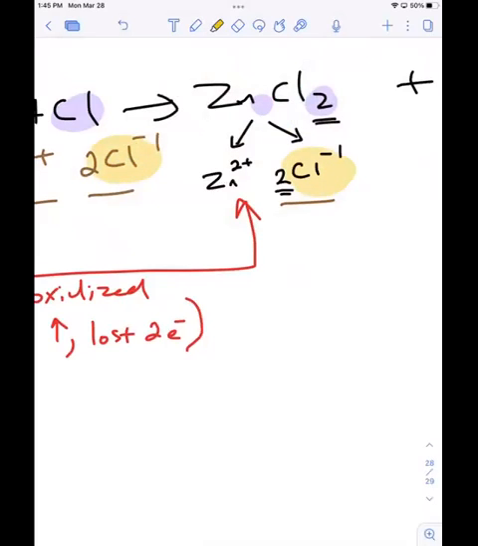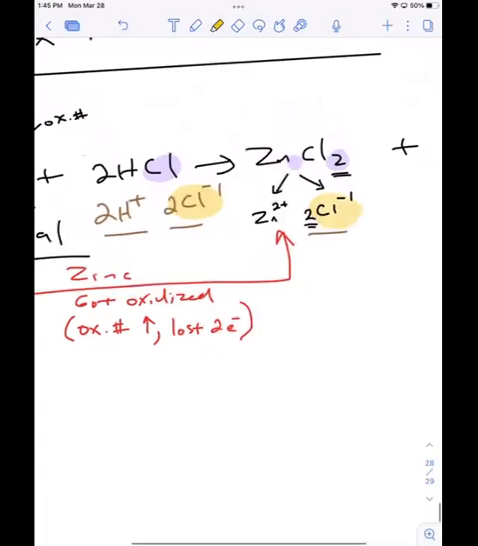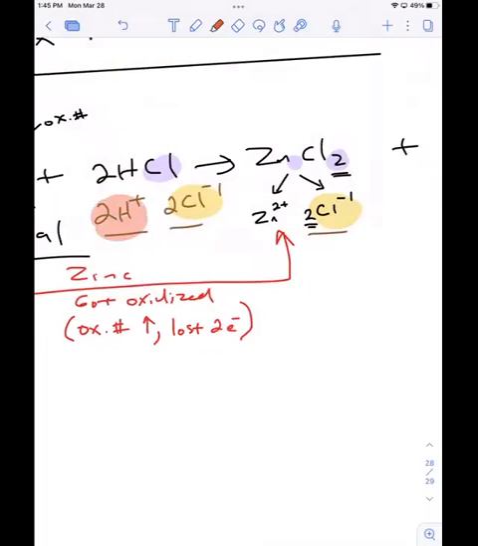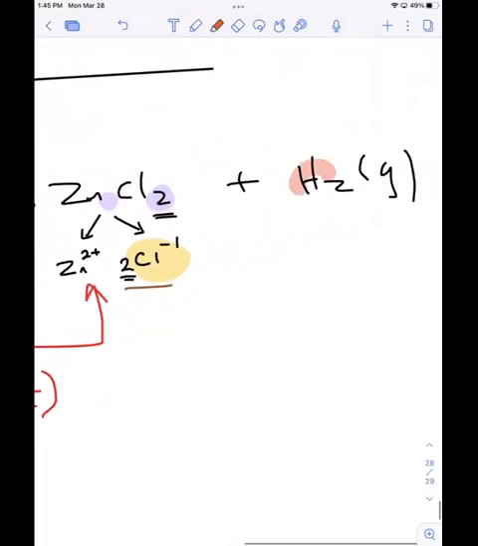So chlorine, nothing happened because the charge didn't change. The oxidation number didn't change. It's -1 on the left in the reactants. It's also -1 in the products. But if we look at hydrogen, it's +1 here. But on this side, what is it? It's elemental. So what is the charge there? It's 0. Is that right? Any elemental substance is going to be 0. So the charge here is 0 on that molecule.